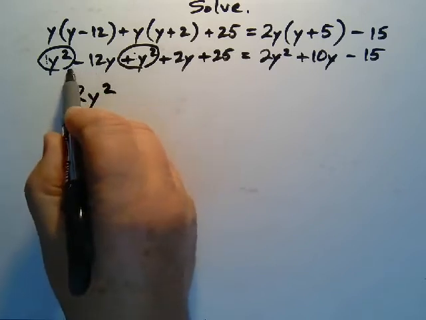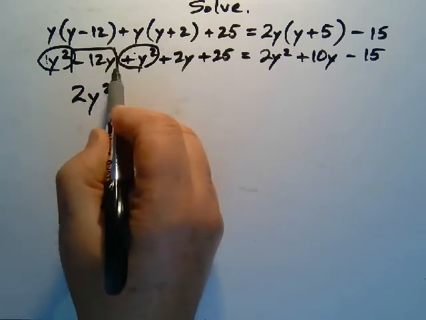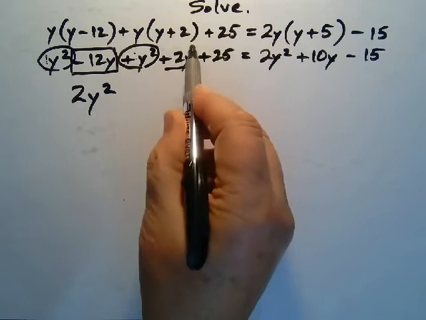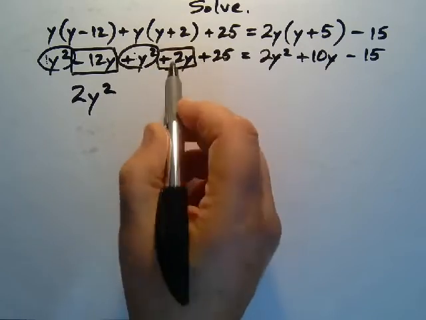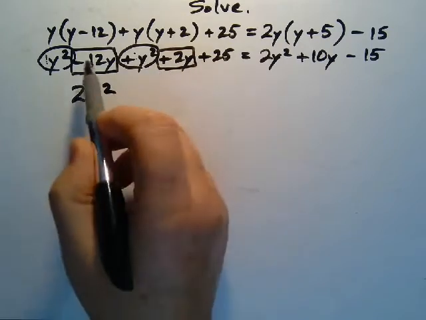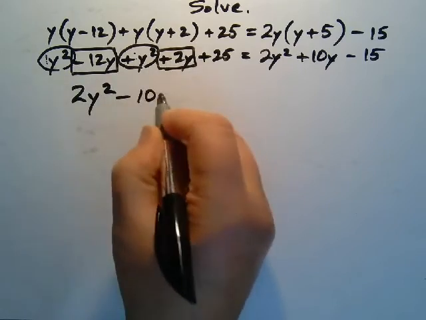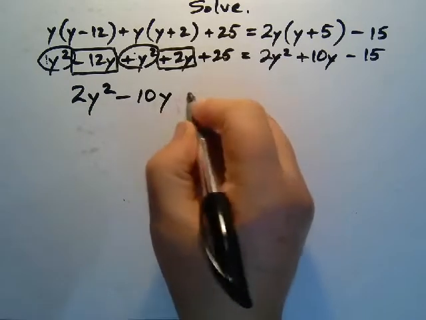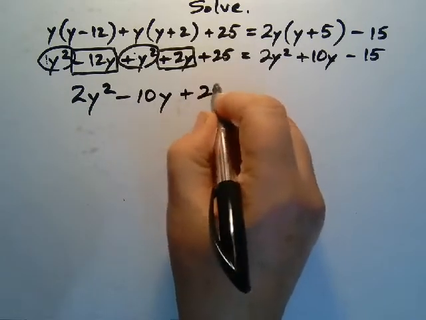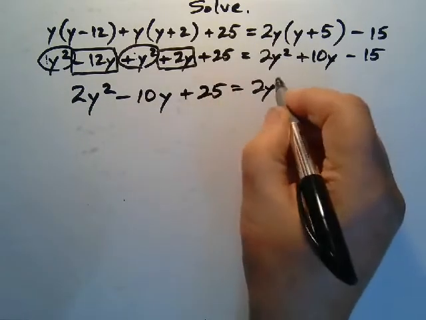Then we've got y terms. Here's one here, and here's another one here. Notice I'm putting a box around the sign as well. Negative 12y and a positive 2y is a negative 10y. Then all that's left over here is the 25. So let's bring everything else down.